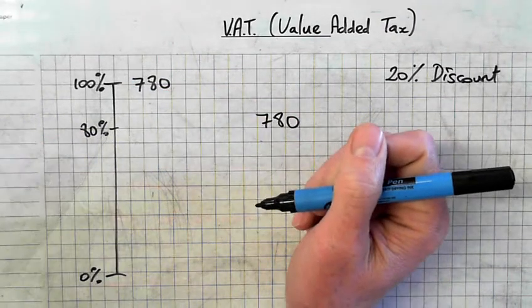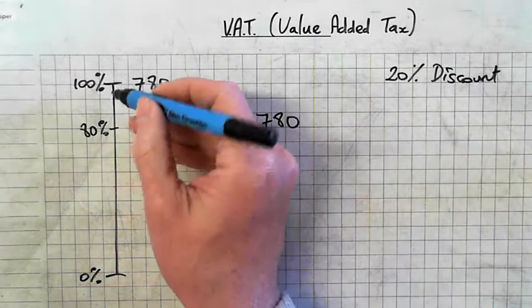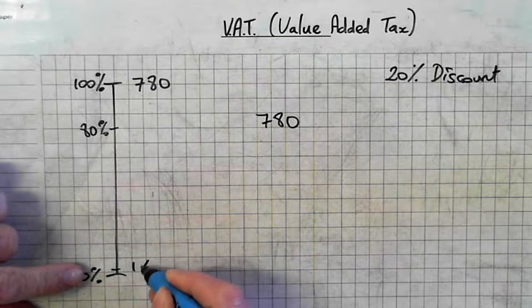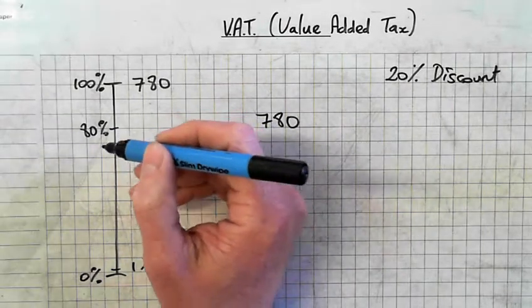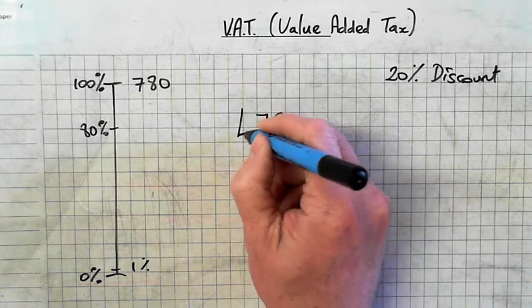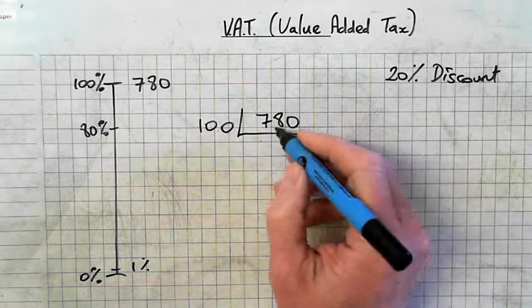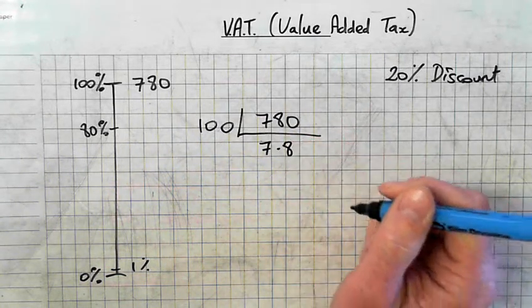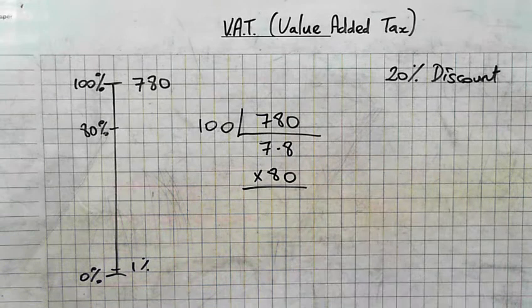Right, there's a couple of ways we can do it. We can take $7.80 and we can divide by 100 to get 1%, and then multiply by 80 to get 80%. So we can do it like that. So $7.80 divided by 100 is 7.8, and then we can multiply by 80 to get 80%.